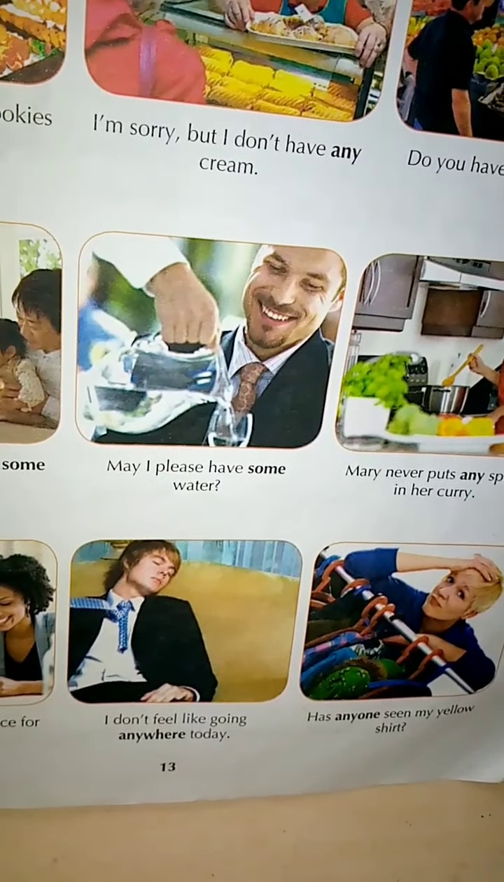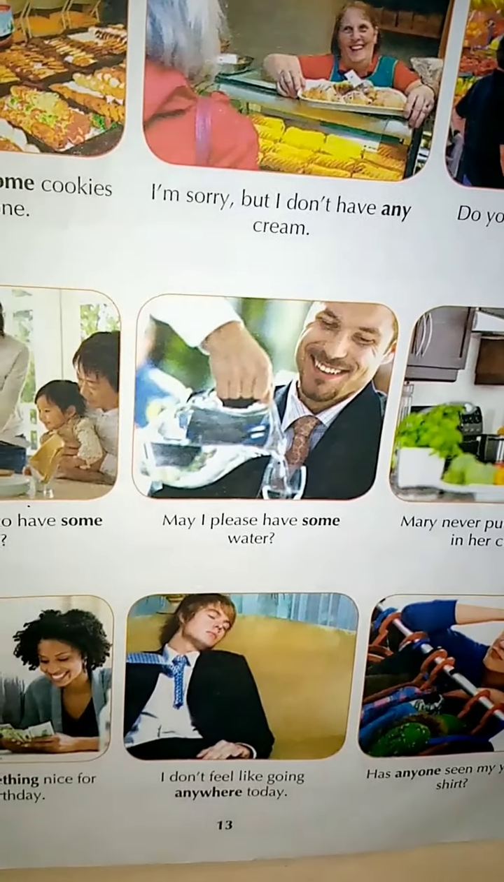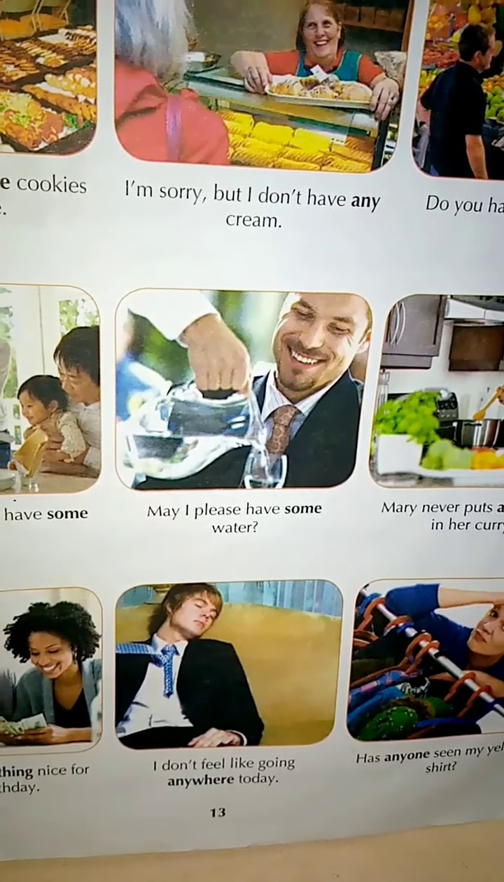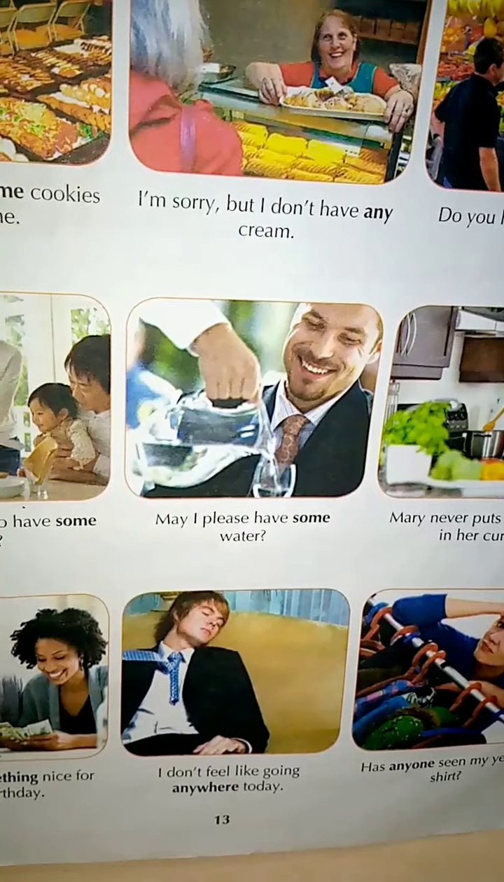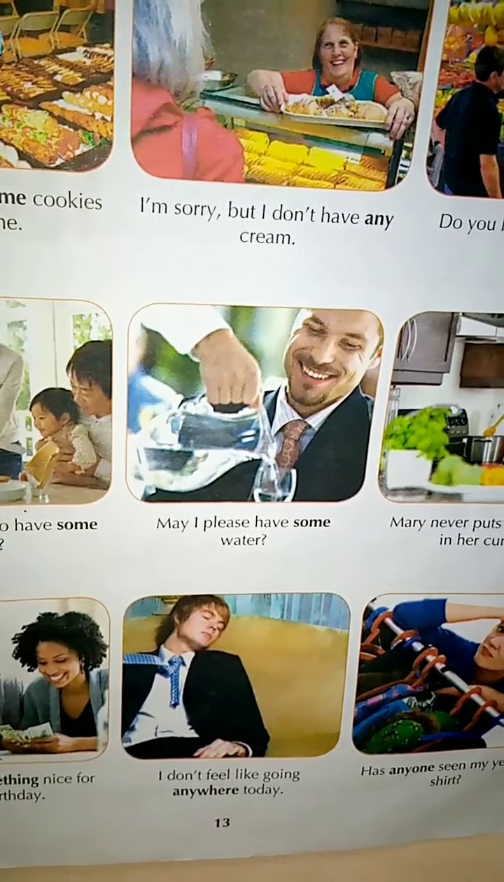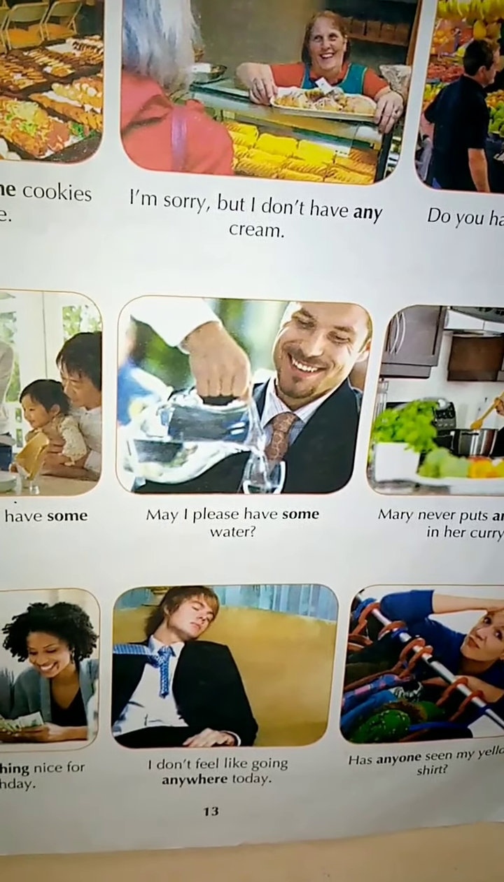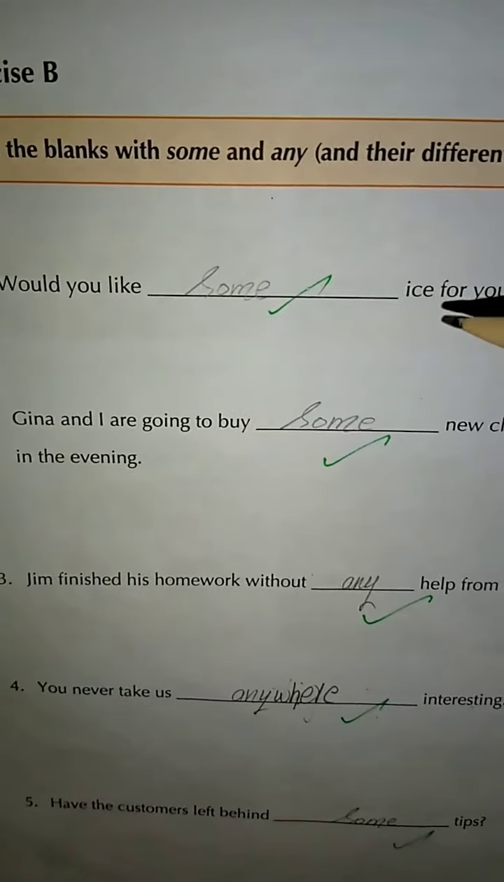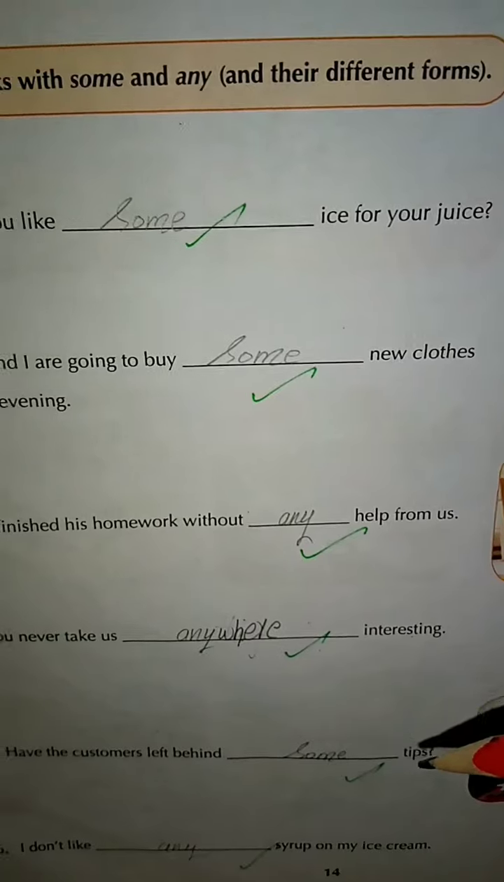ठीक है. So these were the examples for you to clear in which kind of senses we are using these: some, any, anywhere, someone, somewhere. ठीक है. Now move to the next page. Page number 14. Okay students, now we are going to do exercise B on page number 14.